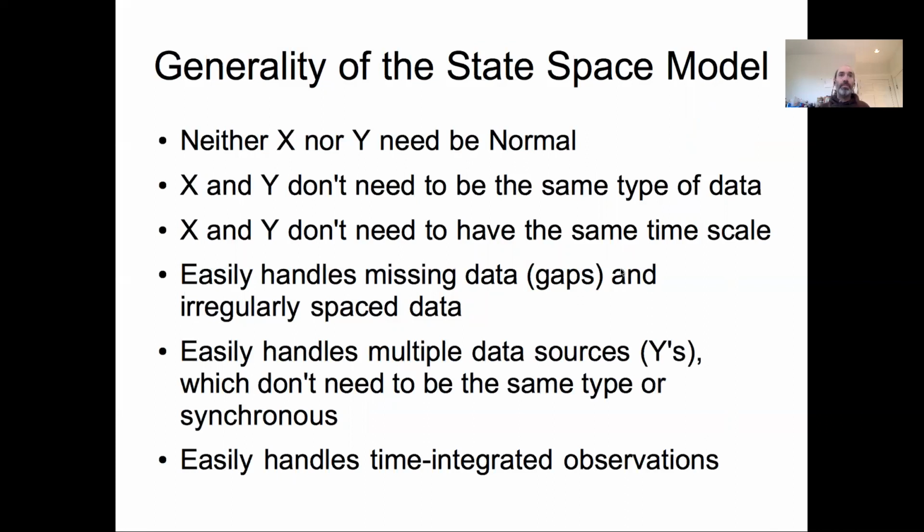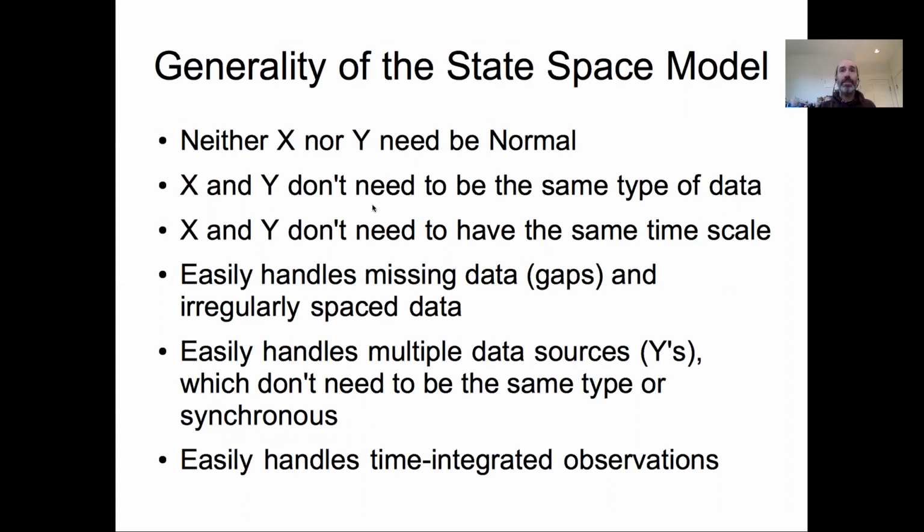So we've seen a couple examples of the state space model now, a simple random walk and a simple exponential growth model. I wanted to point out some generalities. I mentioned some of these earlier, but I just wanted to reinforce them. So first, neither X, the process error, nor Y, the observation error, need to be normal. You can have any likelihood you want on the data model and any shape to the process error that you want.